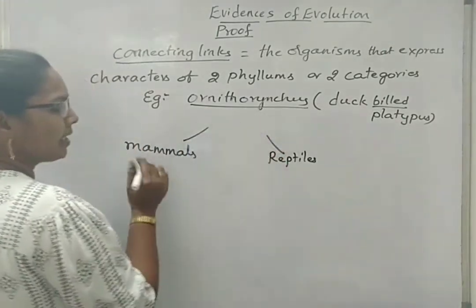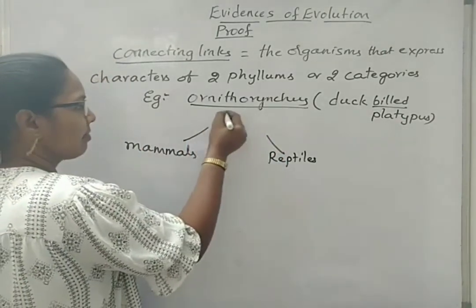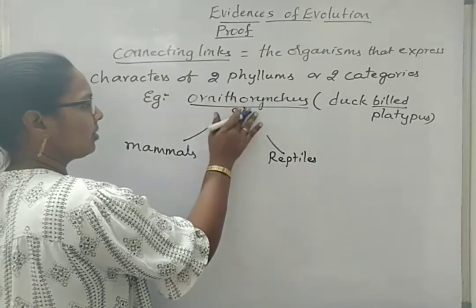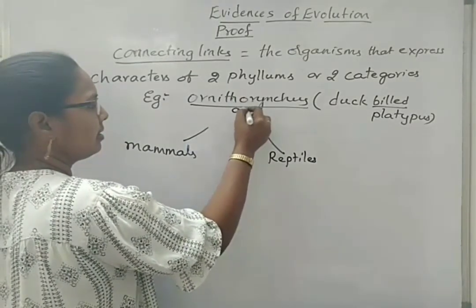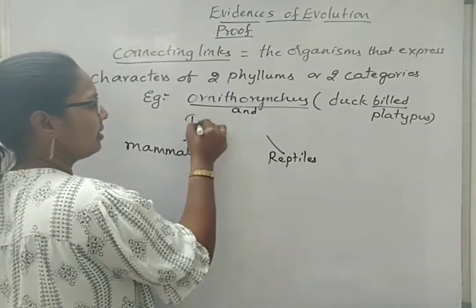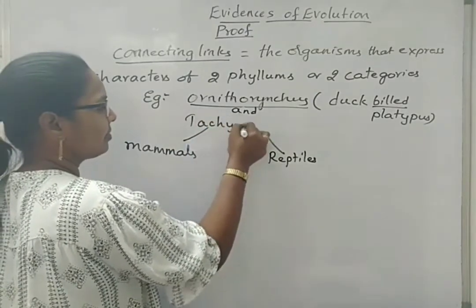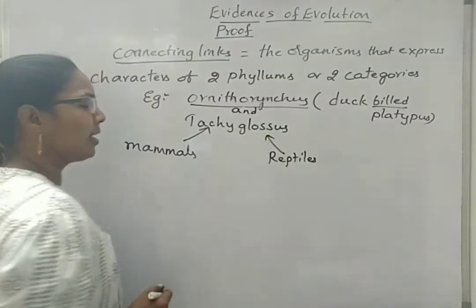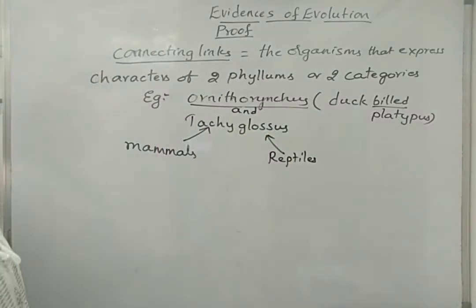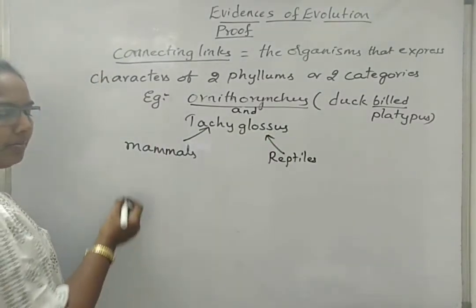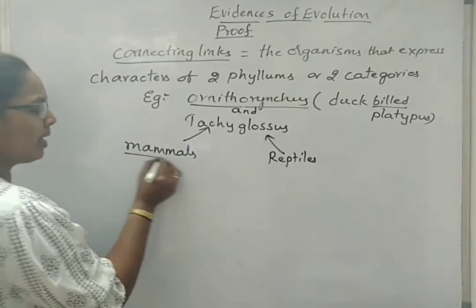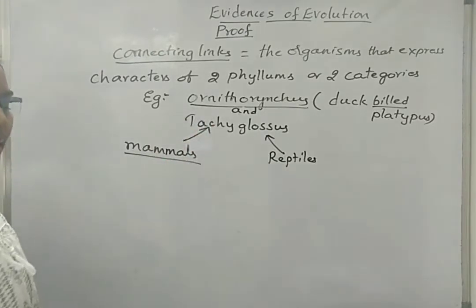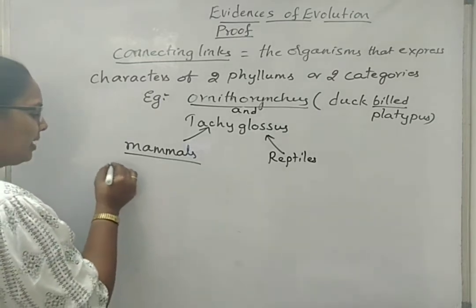That is Tachyglossus. Both of these are connecting links between mammals and reptiles. So what are the characters of mammals adopted by these organisms? Having hair, having diaphragm, and having mammary glands.